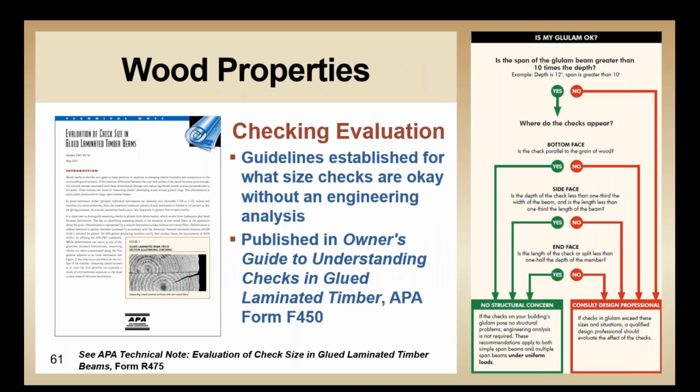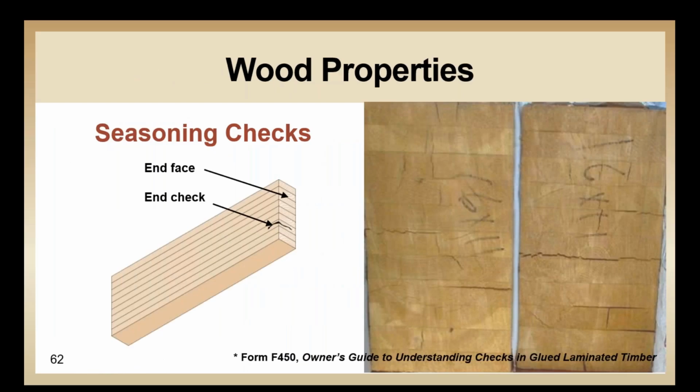If the checking in the beams does become a concern, you can refer to APA's technical note, Evaluation of Check Size in Glued Laminated Timber Beams. I'll walk you through a little bit of that document, but a quick review of some of the common checks you may see. The first being end checks, which originate and generally stay in the location of the end of the member. If an end check has a length of less than half the depth of the member, there is no concern. I like to point out that the difference between a check and a split is that a split is a separation the full width of the member. Many times people confuse a split with a check.